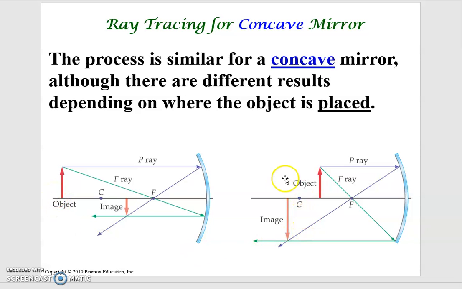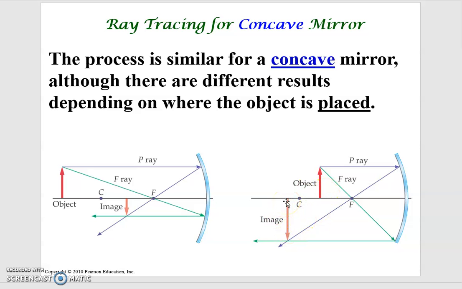However, if you move the object closer, so that it is between the C point and the focal point, let's follow the same procedure. The P ray produced from the top of the object will be reflected passing through the focal point, and the F ray will pass through the focal point directly and after being reflected it becomes parallel again. They intercept at this point, and now the image formed is still in front of the mirror, but you can see the size of the image is bigger than the size of the object.